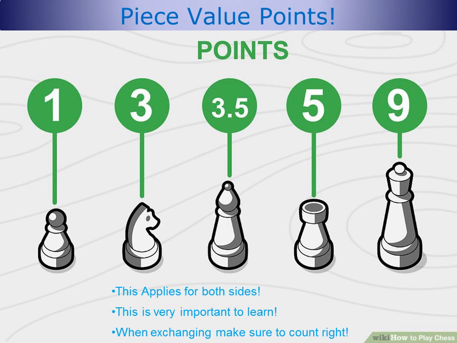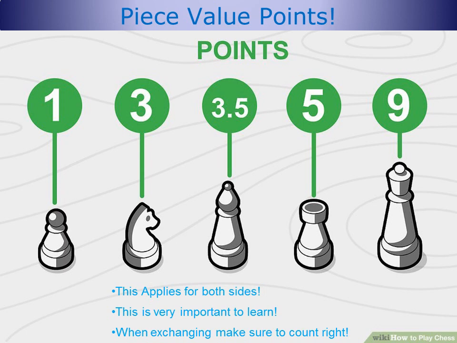Okay, everyone. Now we're looking at the piece value points, the value of the pieces, or the material, as it's called in chess. We'll start with the least to the most, and that's the lonely pawn there on the left. Obviously this applies to both sides, and you might notice the slides have a few extra juicy points down the bottom.